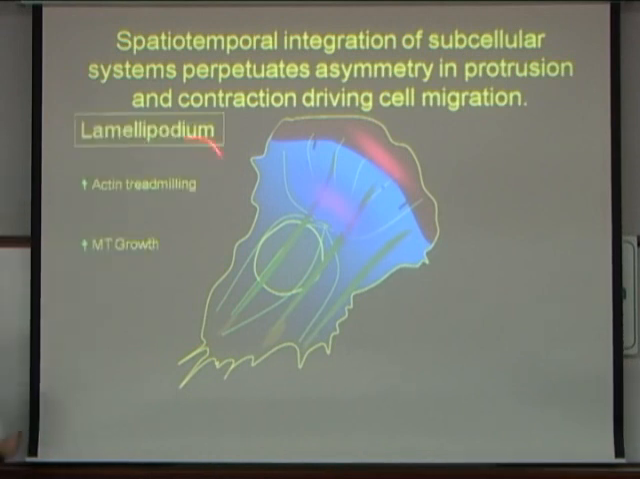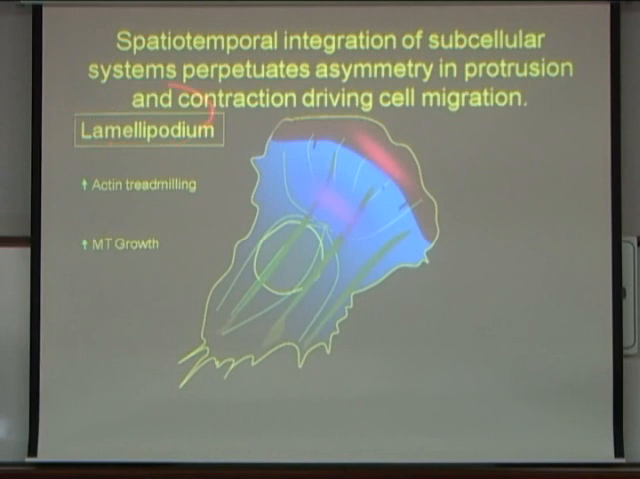So to summarize and bring together these different aspects of these different subcellular machines in cell migration, what we can say is that at the leading edge, the question is how do these interactions between these subcellular systems drive an asymmetry in protrusion at the front of the cell and contraction and deadhesion in the back of the cell that keeps the cell moving in this direction.